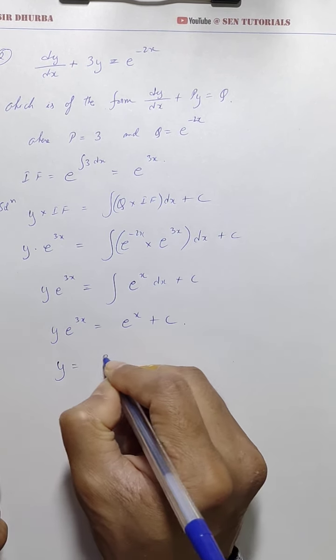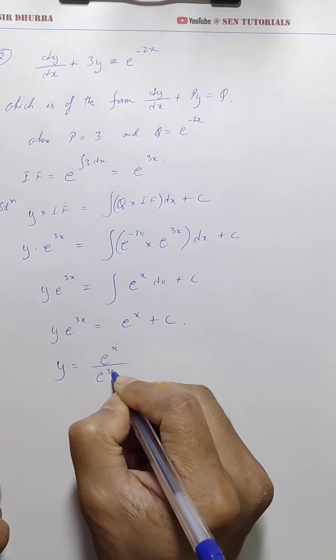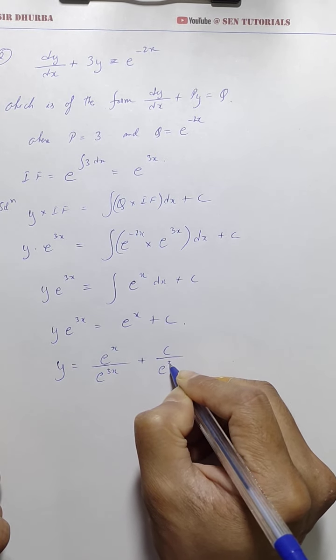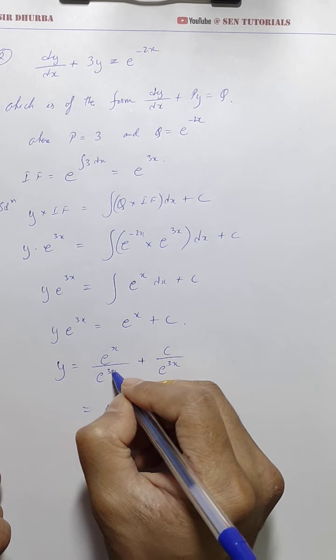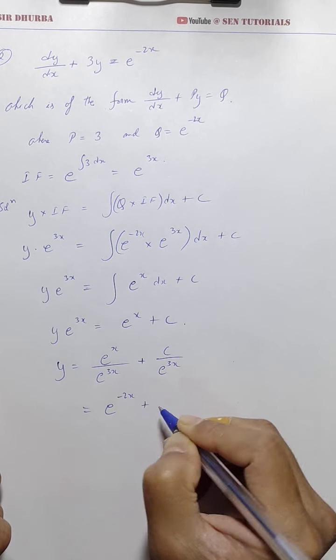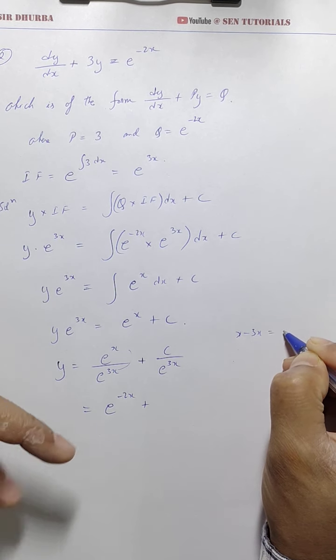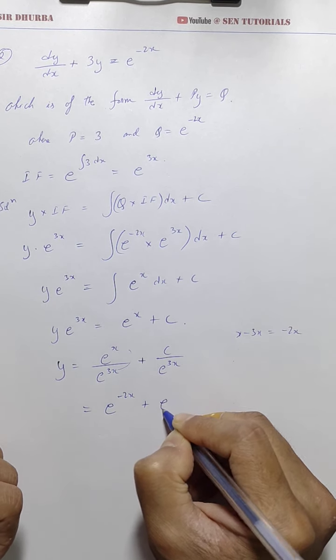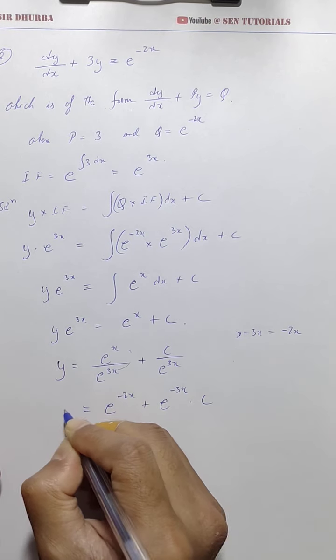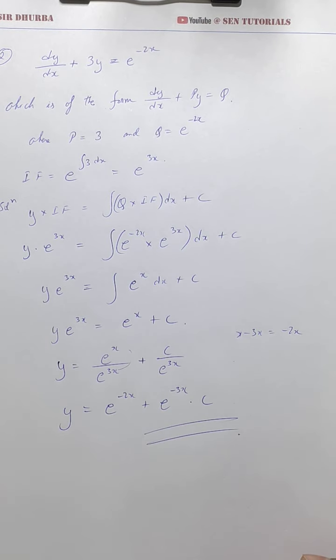So that will be y equal to e power x by e power 3x plus c by e power 3x. So that becomes e power x minus 3x, where this will go up, so that's x minus 3x, the exponent, minus 2x, and e power minus 3x into c. That's it. That's our solution. So obviously, yes, this is much easier. The other one, the integration only was the problem, no? So that's how it is done. It's quite simple.